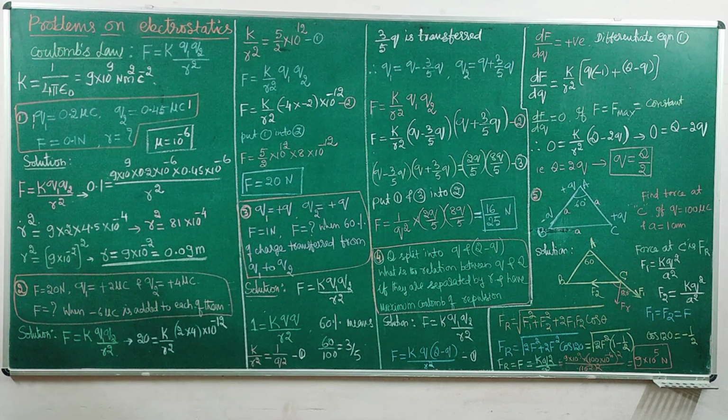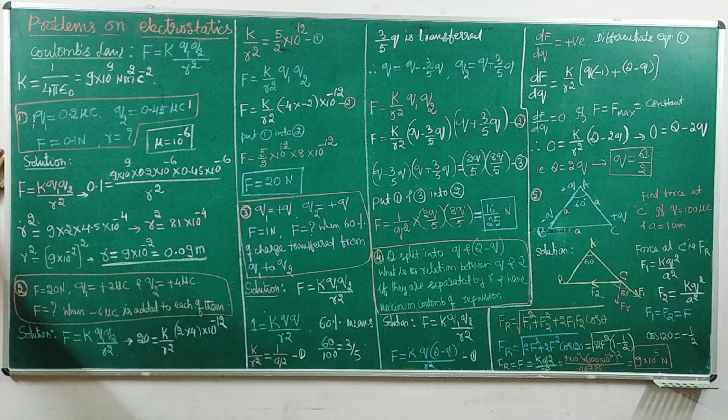The second problem is this one. I read the problem. There are two charges in the space, Q1, Q2. Both of them are positive charges. Plus 2 microcoulomb and plus 4 microcoulomb. The force exerted between these two charges is 20 Newton. That is the electrostatic force.